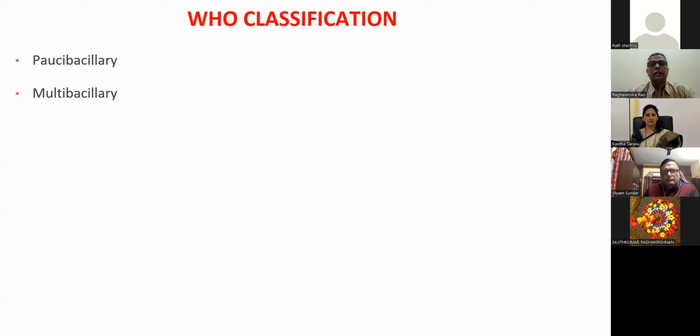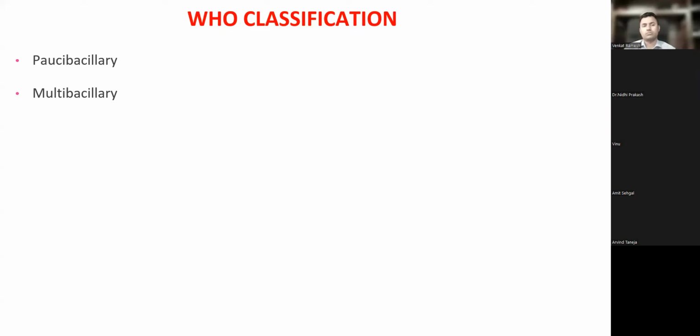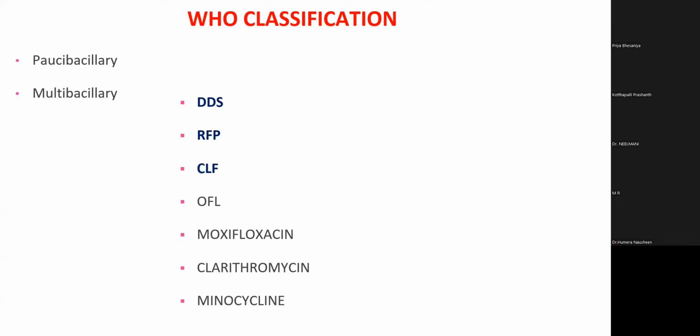So this classification is mostly given by WHO to the health workers in the field, so that they can just count the number of lesions in the affected patients and then classify them into paucibacillary or multibacillary. In paucibacillary leprosy, affected patients will have less than 5 lesions, whereas in case of multibacillary leprosy, they will have 5 or more lesions. So how do we treat these patients?